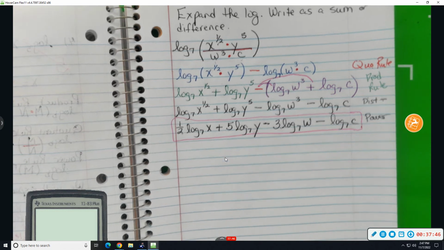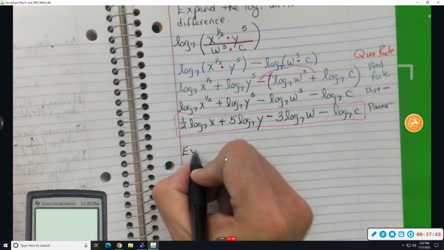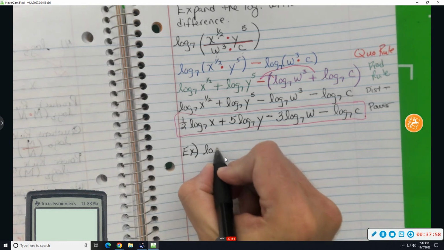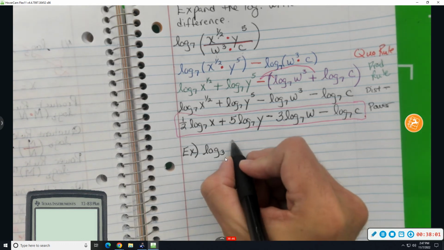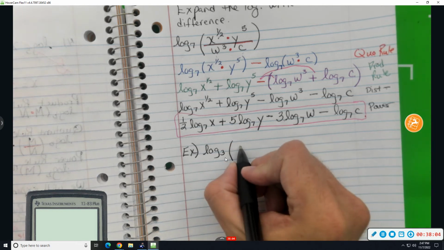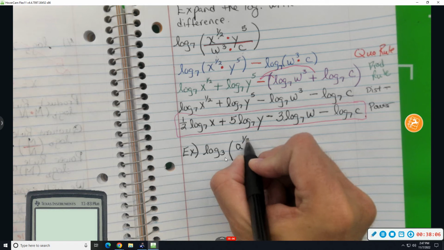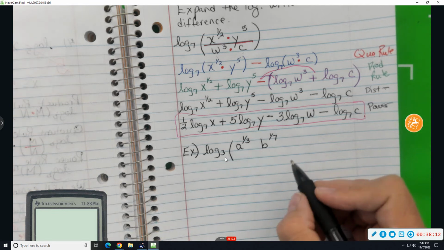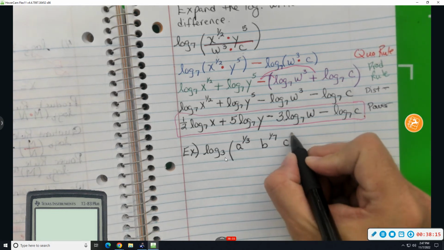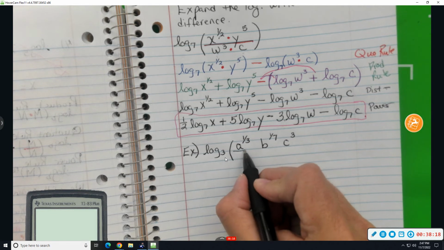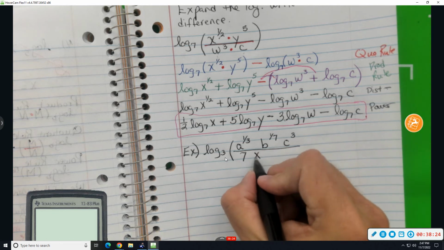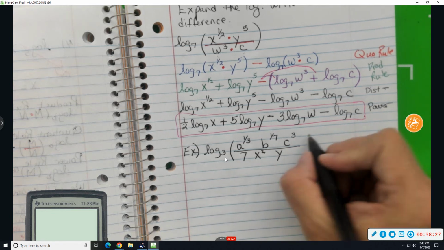Let's try to expand one without showing any steps, just to see if you get the pattern. And this one's going to be really messy. Log base 3 of a to the 1/3, b to the 1/7, c cubed, all over 7 x squared y.